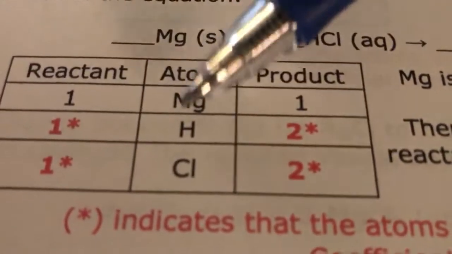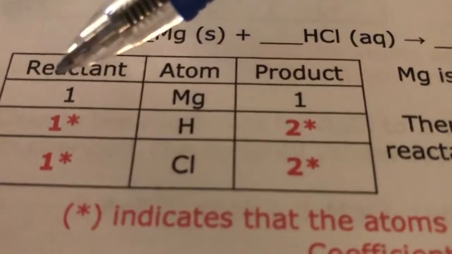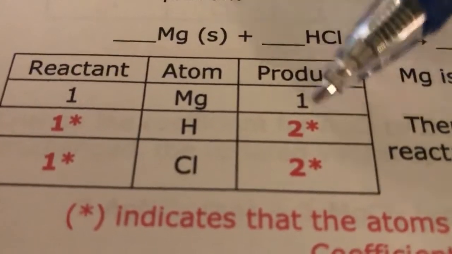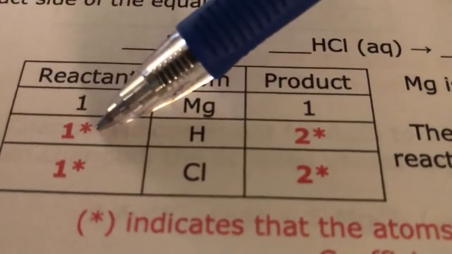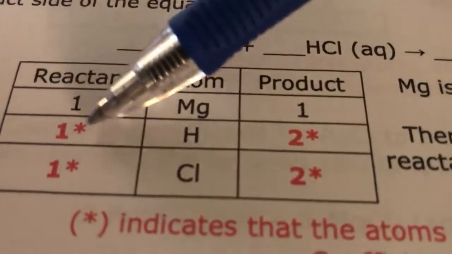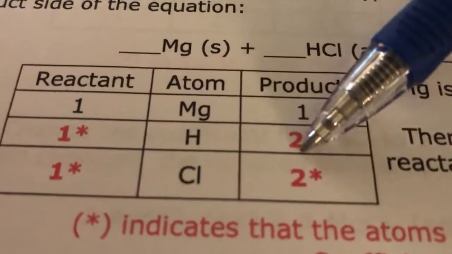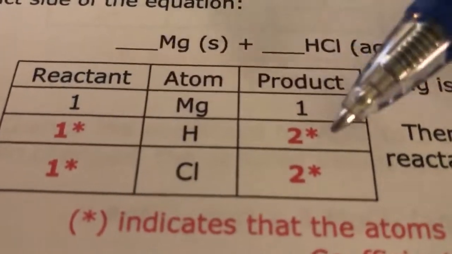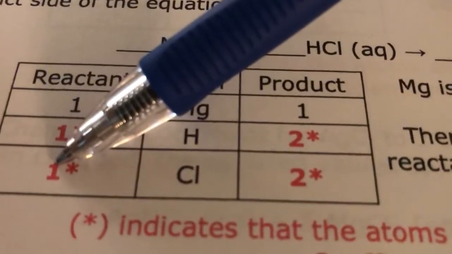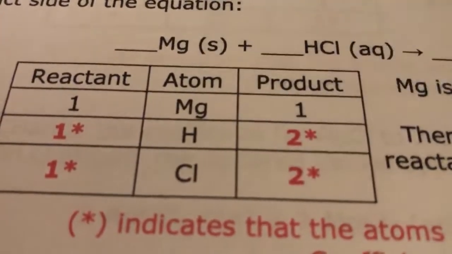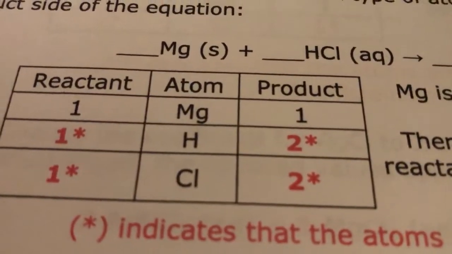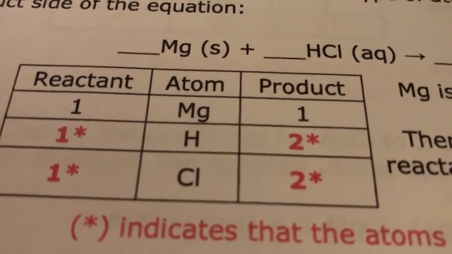And we see right from the start, there's one magnesium, there's one magnesium. This is balanced. But when we look at hydrogen, there's one hydrogen for two hydrogens, not balanced. And that's why there's an asterisk next to these. It's saying they're not balanced in the chemical reaction, so coefficients have to be used. Same thing with chlorine. There's one chlorine on the reactant side, there's two chlorines on the product side. They don't match. Right? So what we have to do is figure out how we can get them to match.